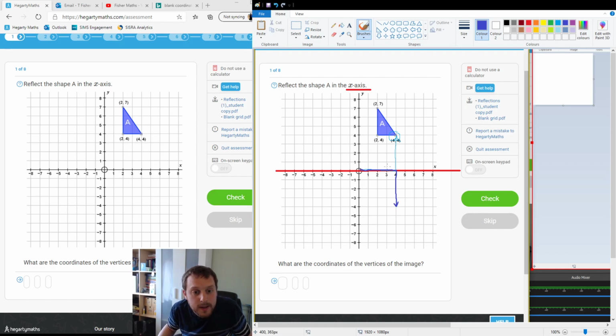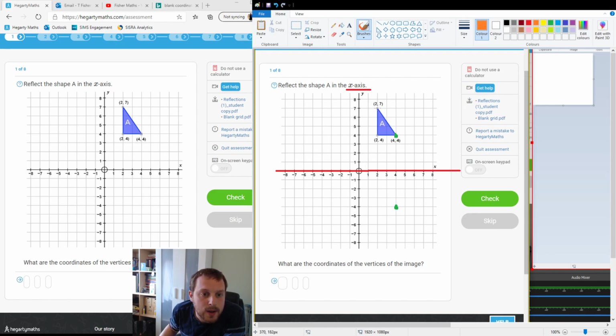So what I'll do actually is, because I don't want it to get too complicated on the screen, let me put the corners in different colors. So let's do this green one first, the one I'm talking about. So 4, 4 is 4 along and 4 up. Well, in the x-axis, as my mirror line, it's going to now be 4 along and 4 down. So it'll go here.